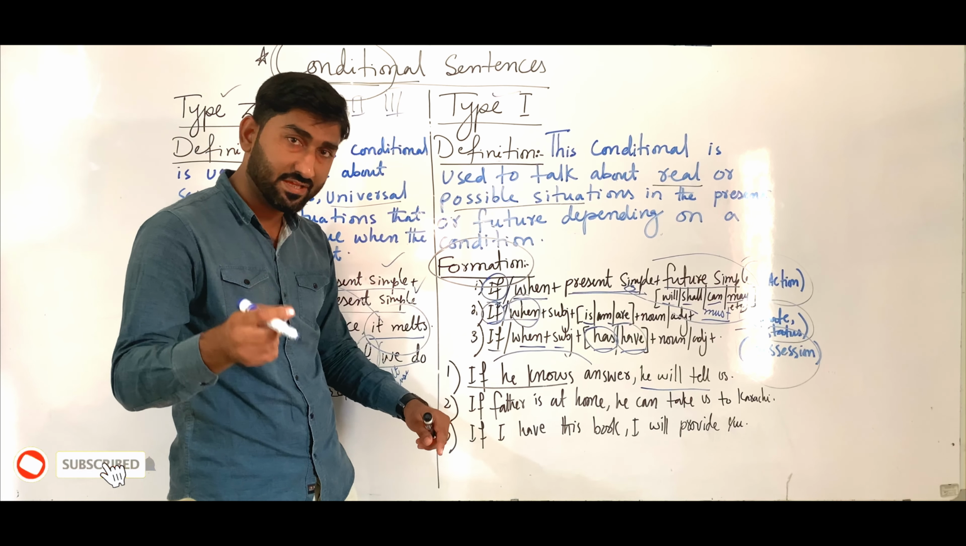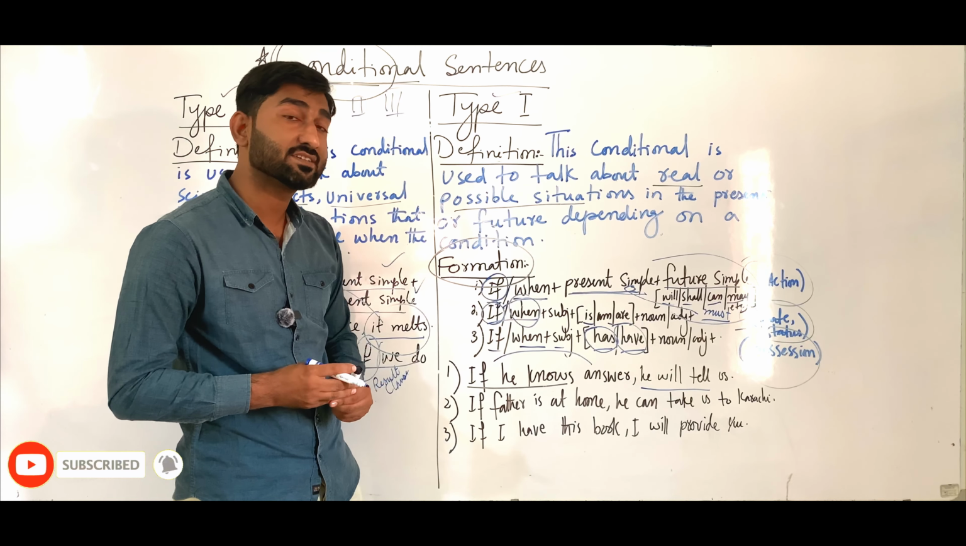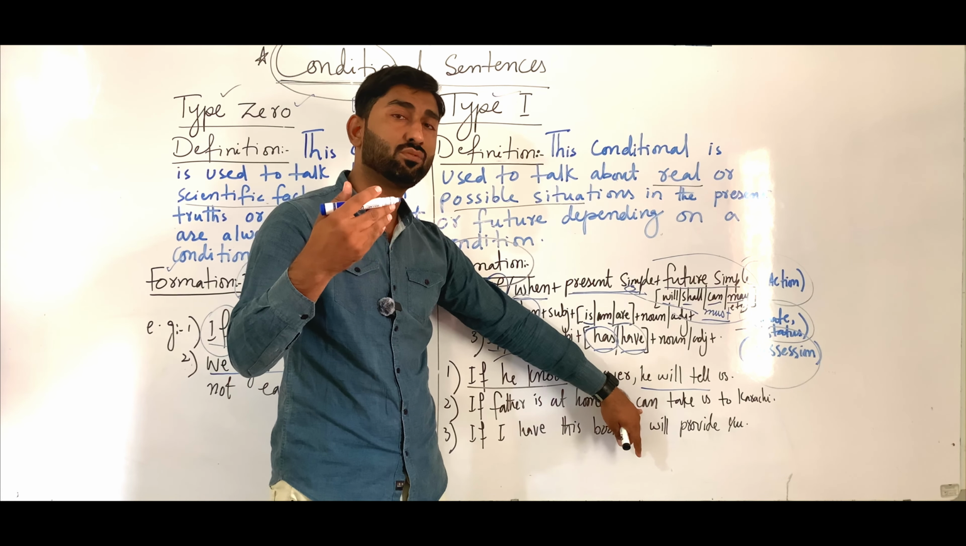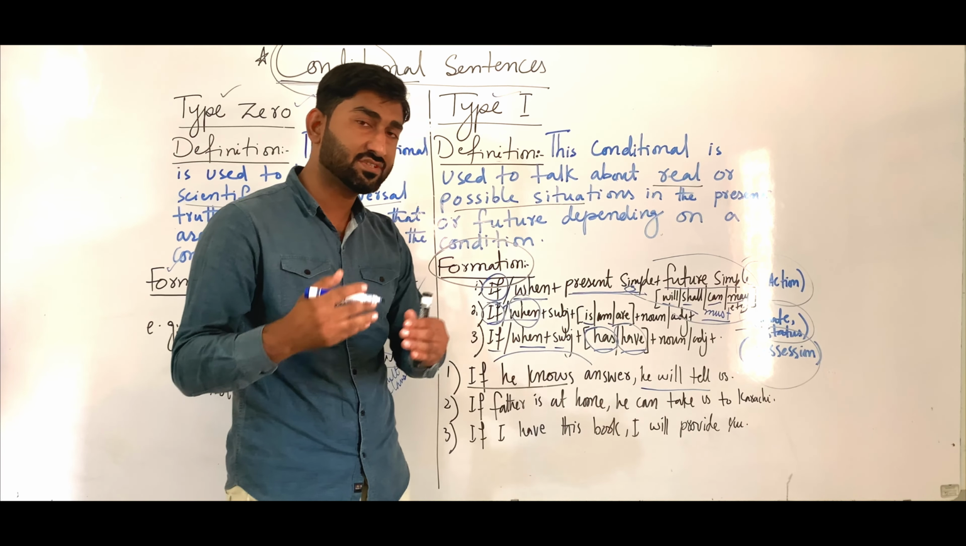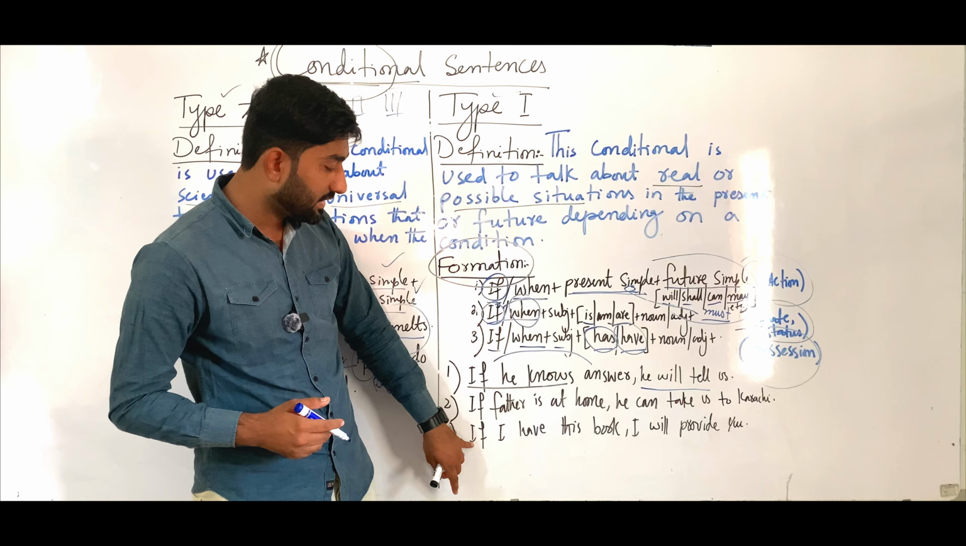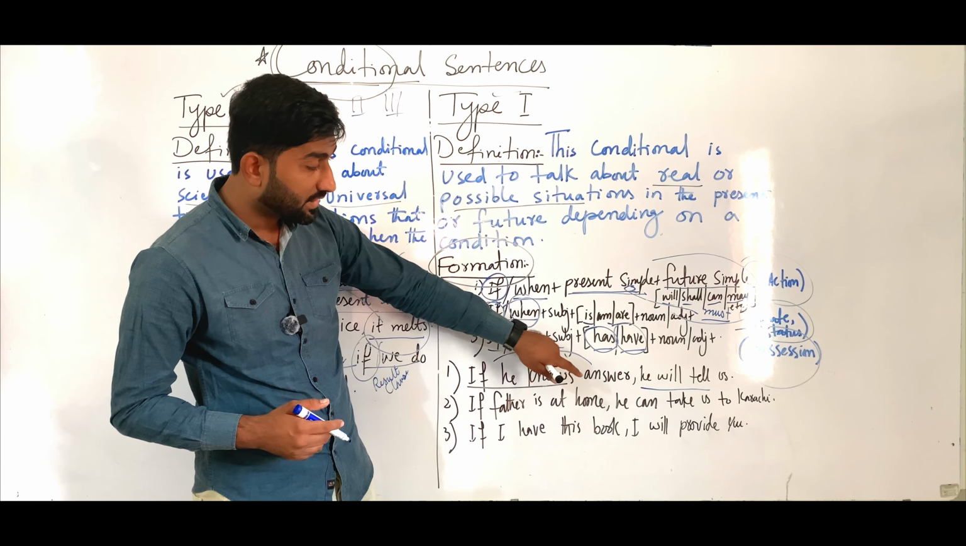If Abu is at home, he can take us to Karachi. And I have used can here because we can use different modals to show variation in degree of possibility or in the possibilities. Then this one, if I have this book, I'll provide you.